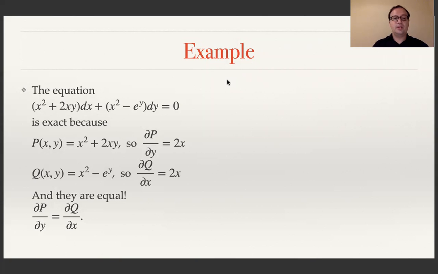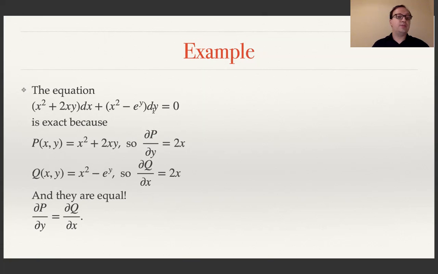This is the criterion. So let's check how this works for a specific equation. For an example, let's consider the ordinary differential equation: x squared plus 2xy times dx plus x squared minus e to the y times dy is equal to 0. Let's check whether it is exact. It is, because the coefficient of dx is p of x and y, x squared plus 2xy, and its partial derivative with respect to y is just 2x, right? x squared doesn't contribute, it's just a function of x. And so we have just the partial derivative of 2xy with respect to y, which gives 2x.